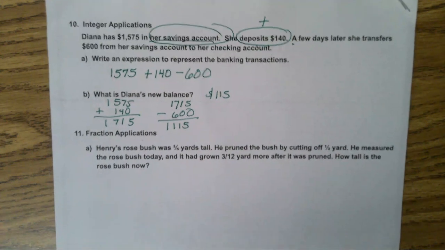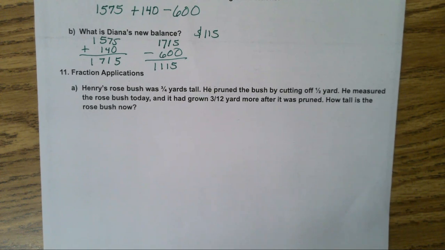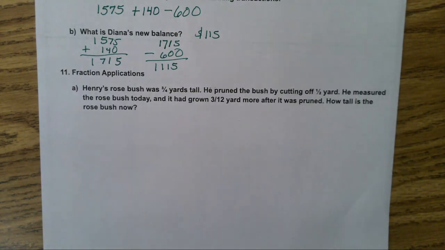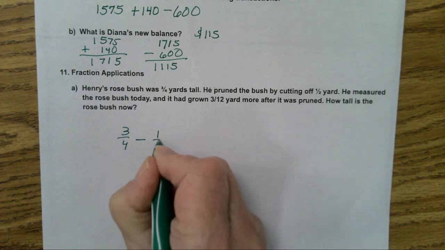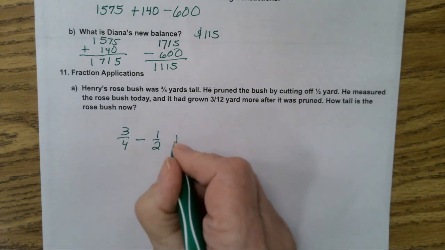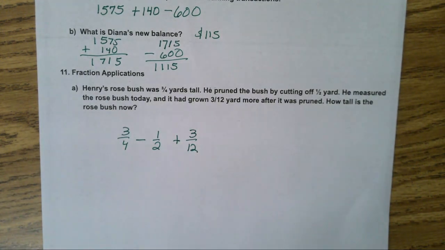On the exam, there's also a question similar to number 11, fraction application. Henry's rosebush was 3/4 a yard tall. He pruned the bush by cutting off a half a yard. When you prune, you cut. So you have 3/4 minus a half. He measures the rose bush today and it has grown 3/12 yards more after it was pruned. So then you add 3/12. How tall is the rose bush now?